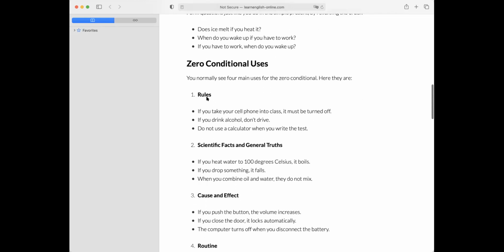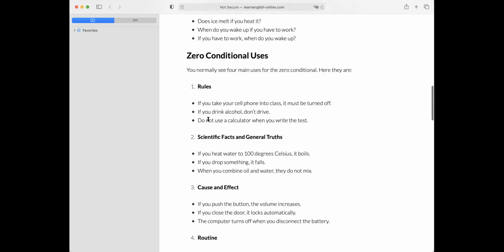Zero conditional, so rules: if you take your cell phone into class, it must be turned off. If you drink alcohol, don't drive. Don't use a calculator when you write a test. Entonces nosotros también podemos utilizar cuando vamos a dar una orden. Entonces esto lo llamamos imperatives, porque en este caso no tenemos un sujeto. Entonces no utilice la calculadora si está presentando una evaluación. Si usted bebe alcohol, no conduzca.